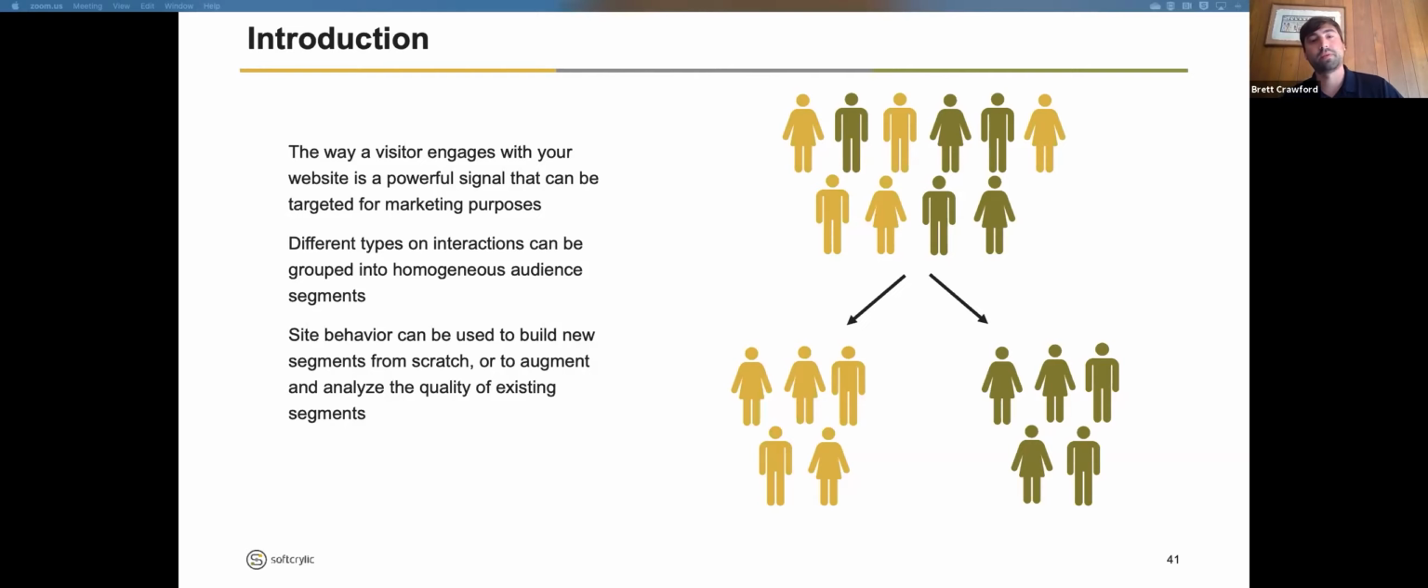This behavioral data that you collect from a user's interaction with your site is incredibly valuable, because it's a direct interaction with your brand that you could then target for marketing purposes. So you can use this data to build segments, new audiences from scratch, which is what some of the other case studies have talked about. But the unique aspect of this particular case study is that we used it to analyze and augment the quality of some existing segmentation. So it can also become a diagnostic tool. It doesn't have to be an effort from scratch.